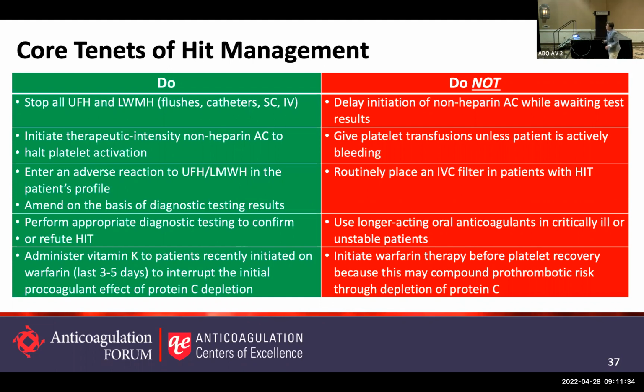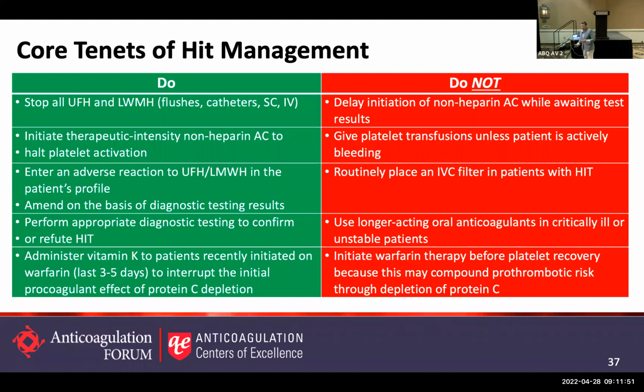The don'ts are: don't just sit around and wait for the lab results, because you need to get therapeutic anticoagulation going. Don't transfuse platelets, and very importantly, don't insert a filter in these patients because it serves as a nidus that will exacerbate the prothrombotic state.